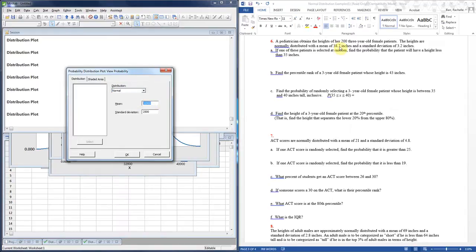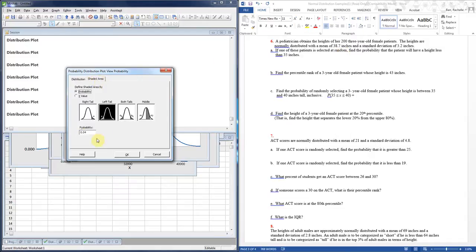So my mean is 38.7, and my standard deviation is 3.2. Then I'm going to go to shaded area. I'm no longer dealing with a probability. I have a score that I'm interested in, and I don't have a middle. I want to know the likelihood that I'm less than 35 inches tall, so I need to change this to 35.